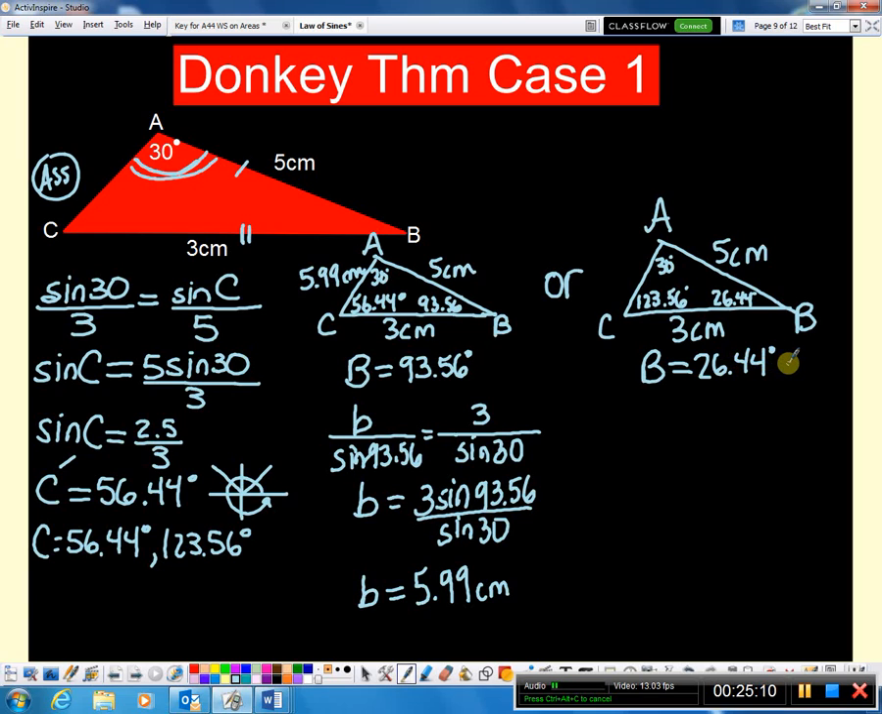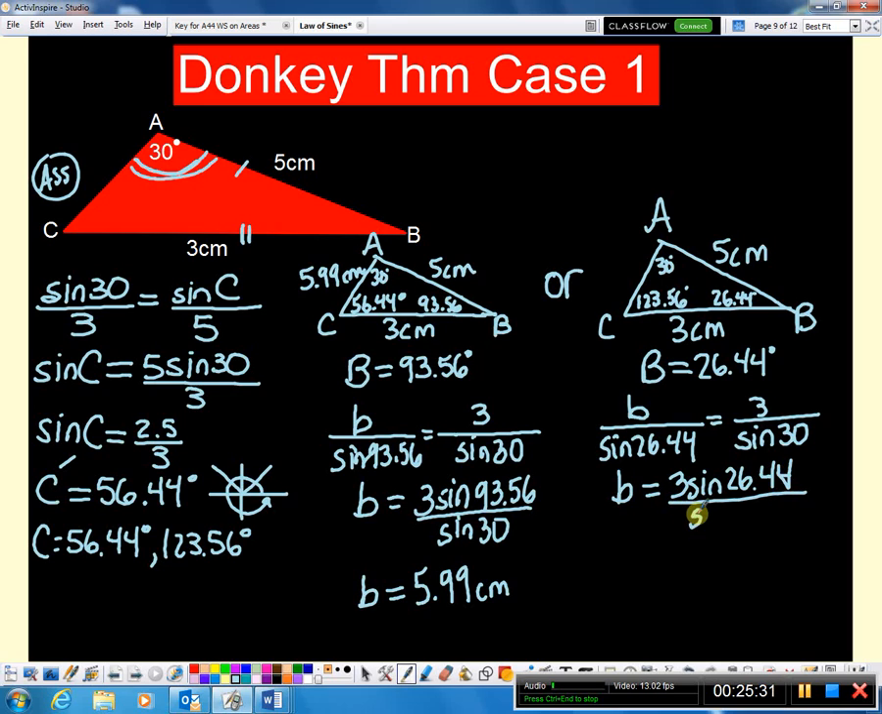So then I would need side little b goes with the sine of 26.44 as 3 goes to sine 30. That part has not changed. Isolate. Calculate. I'm assuming that you're doing this on your calculator, which would be your best strategy for learning what's going on. So just follow along with me. In this case, I'm getting side little b is 2.67 centimeters.